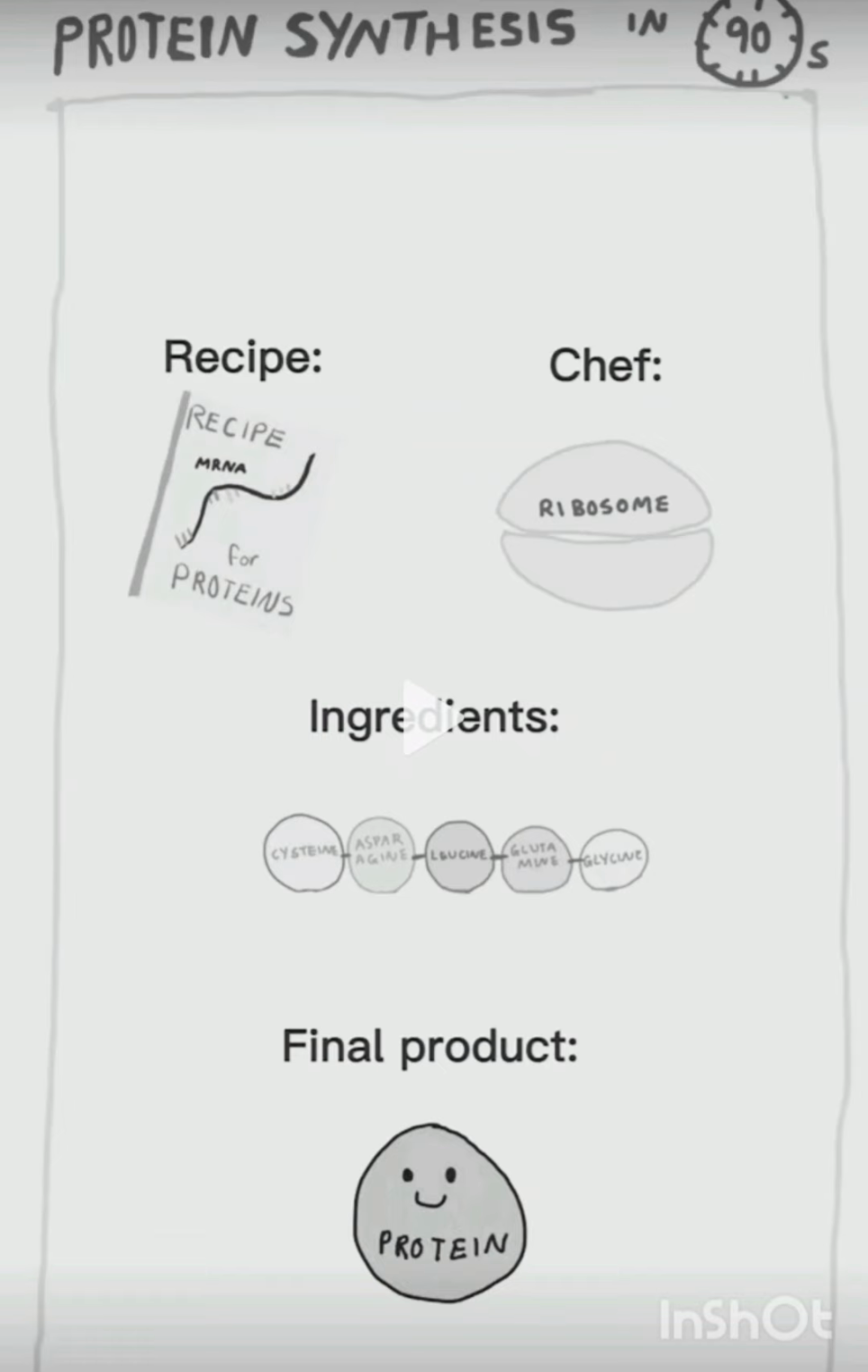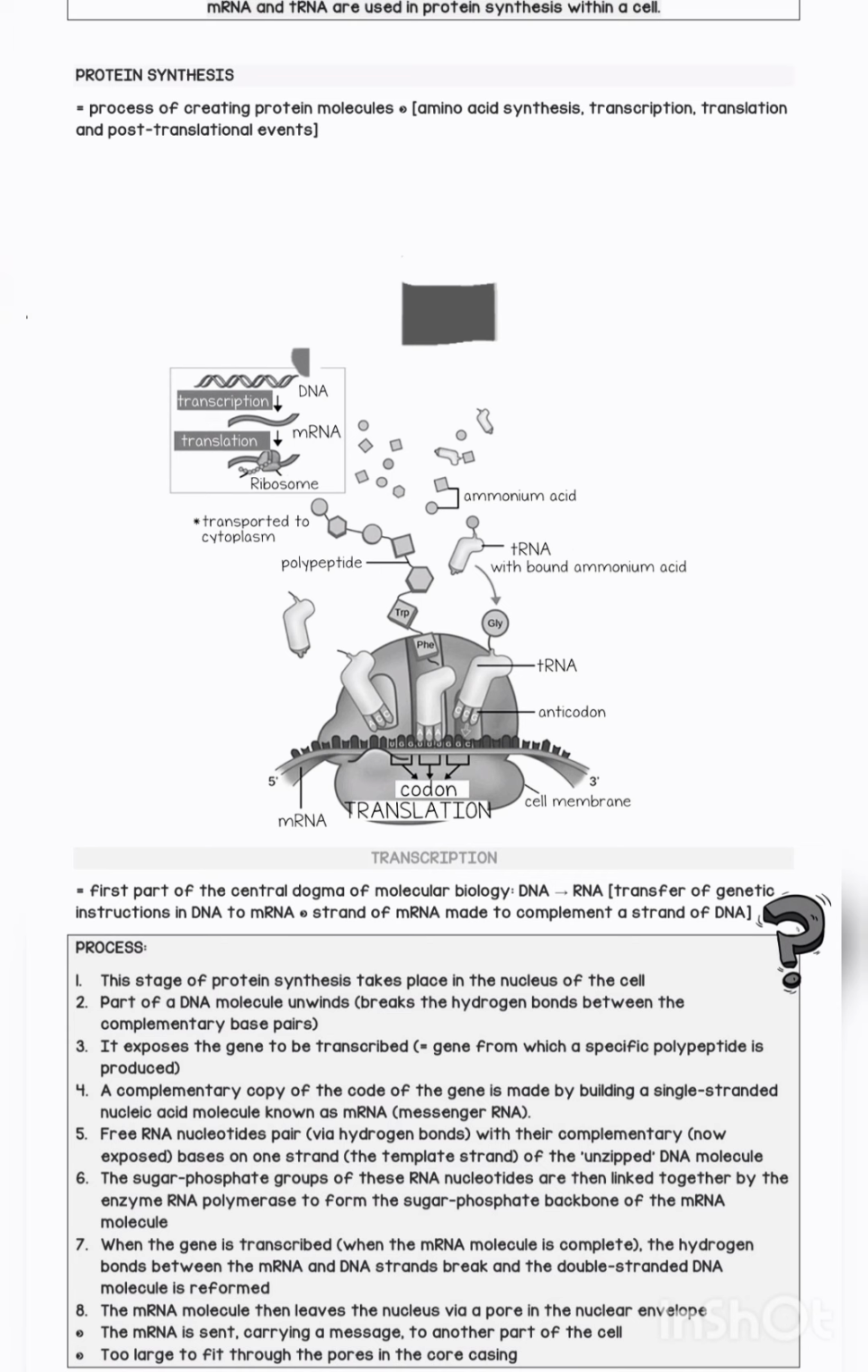Protein synthesis in 90 seconds. Protein synthesis is the process of making proteins, and it occurs in two main steps, transcription and translation.